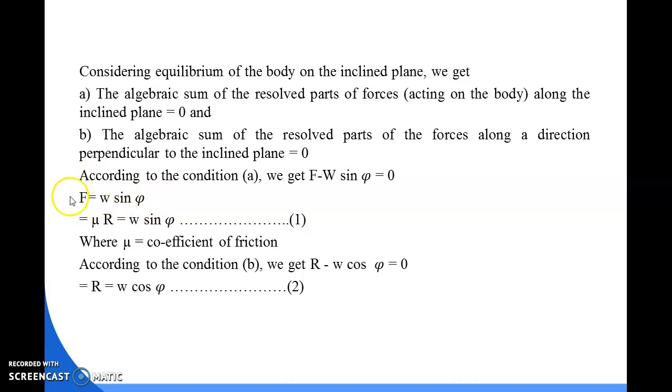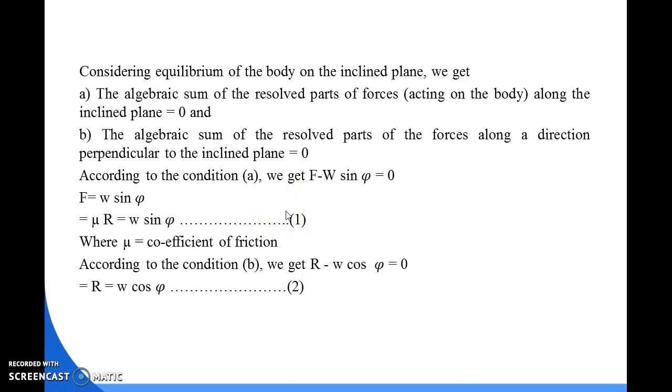And we know that F is equal to mu R, because the coefficient of friction is equal to the ratio between friction and the normal reaction. Hence, F is equal to the coefficient of friction times the normal reaction. So that's why this F is replaced by mu R. That is equal to W sin phi. We will consider this as equation 1.